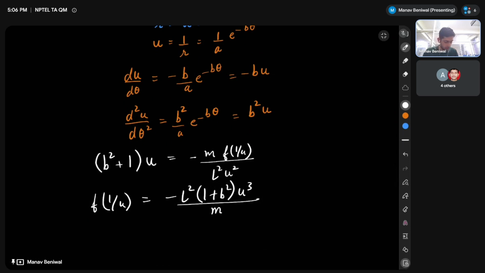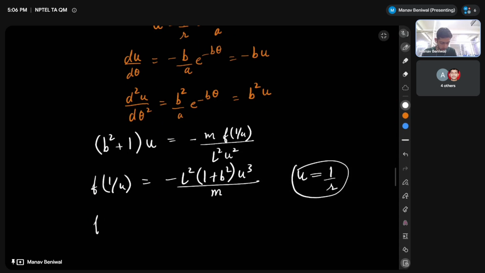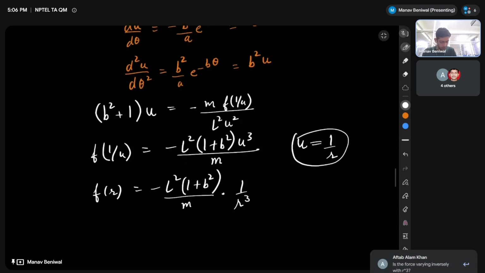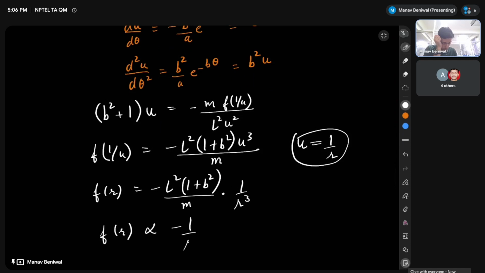Let us put u as 1 over r. Okay, let us put this thing back here. So my f of r becomes minus L squared 1 plus b squared over m multiplied by 1 over r cube, which means that my f of r is proportional to minus 1 over r cube.